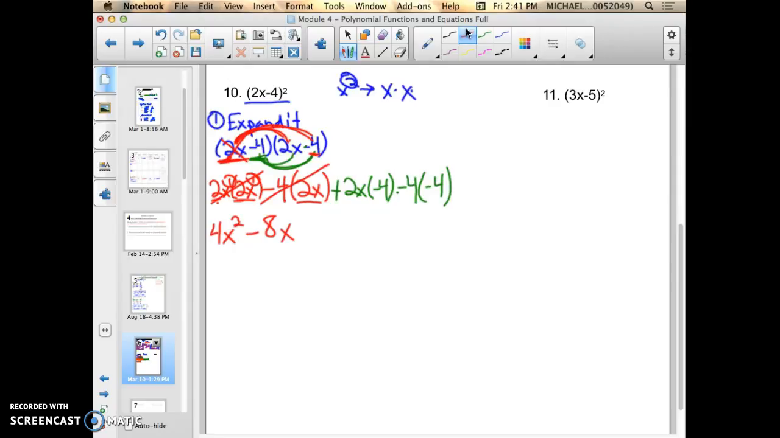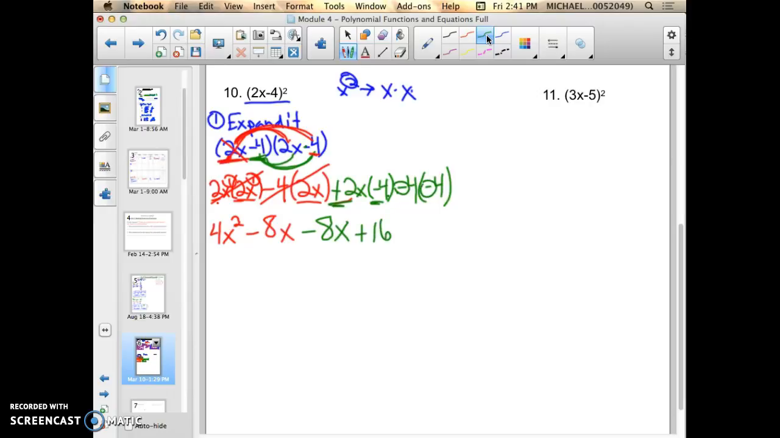And then plus, but be careful, it's a positive 2. We'll switch to green to stay with my colors. Positive 2 times a negative 4, so a positive times a negative becomes a negative. 2 times a negative 4 is negative 8. And then it just has an x because this 4 didn't have an x. And then finally, a negative times a negative is a positive, so I put plus 16.